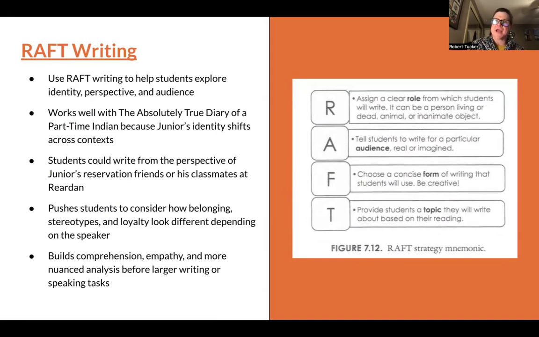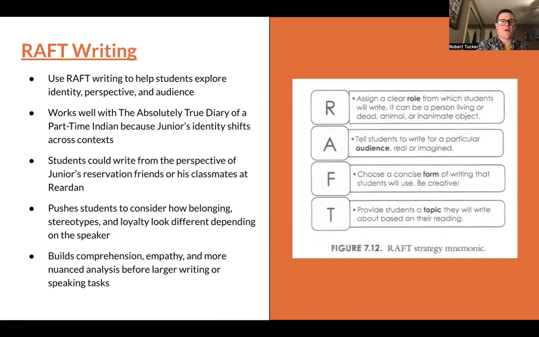And then finally, probably my most favorite writing approach or assignment is the RAFT writing assignment. This is an acronym that stands for role, audience, form, and topic. I have used this very recently in a very successful way as both a writing to learn task, a formative assessment, and a summative assessment as well. For this specifically, I'd probably use the RAFT assignment on the novels.